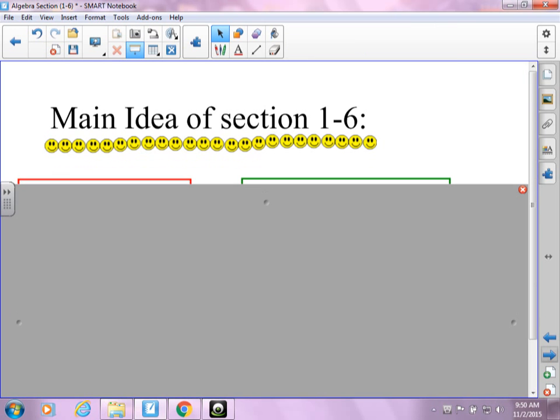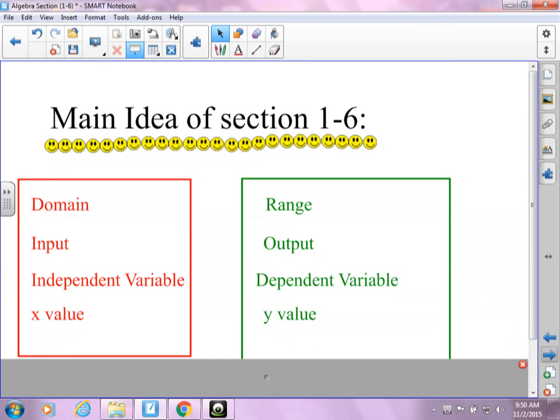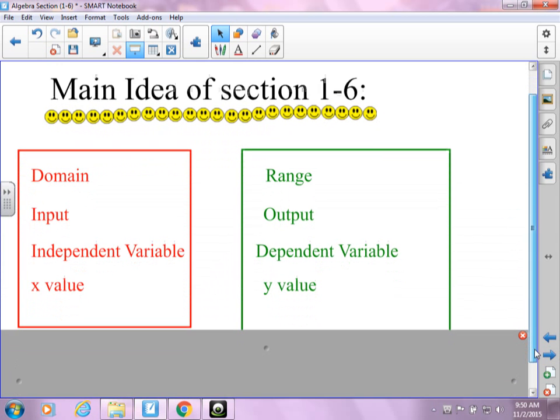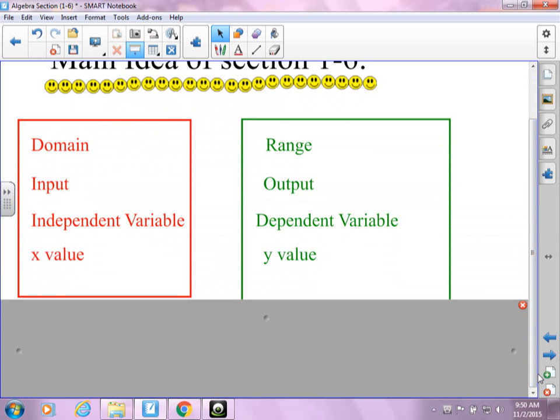Main idea. This is really important. This is vocabulary. If I say domain, you say input. Or if I say input, you say domain. A couple other things. The independent variable, and kids get messed up on this all the time. Think input, independent, and you'll never get them mixed up. Sometimes they want the la-di-da name for input, and that's independent variable. So if you think in and in, you'll be fine.